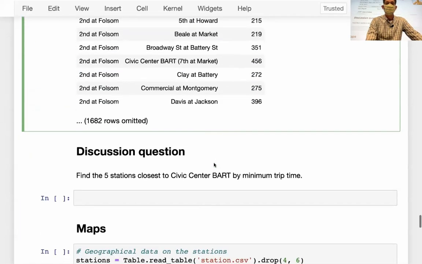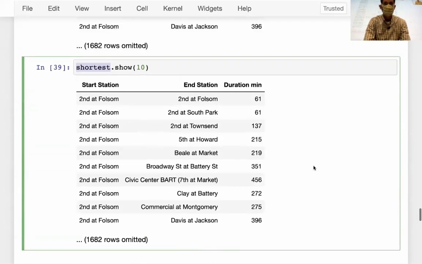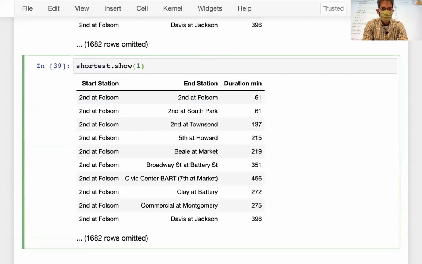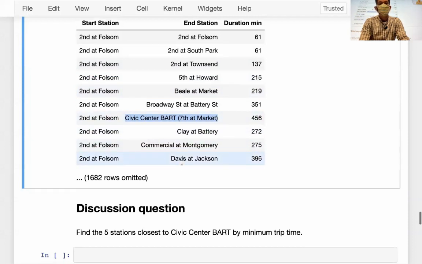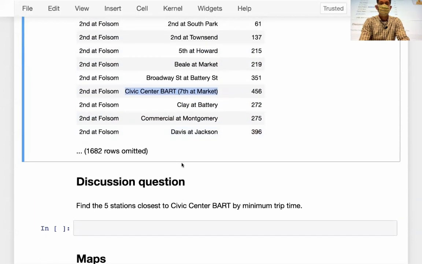Like, for example, if you wanted to find the 5 stations closest to Civic Center BART by minimum trip time, how would you do that? Here's what you have. There's something called Civic Center BART 7th at Market. We want to find a list of the 5 that are closest to that. Assuming you start at Civic Center BART, where can you go?